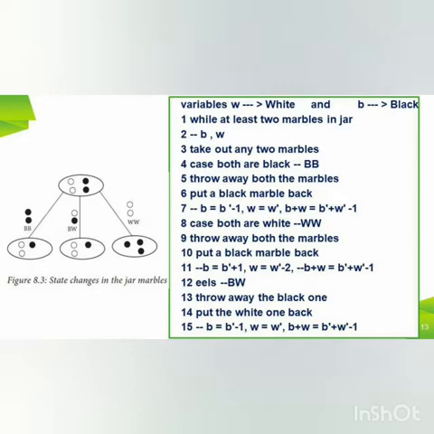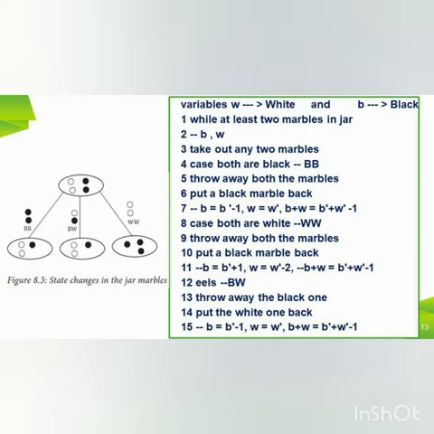Here the condition is if both are different colors, place the white one back into the jar and throw the black one away. So throw away the black one and put the white one back. So B = B - 1. Here we have to reduce 1 from black. So B = B - 1.